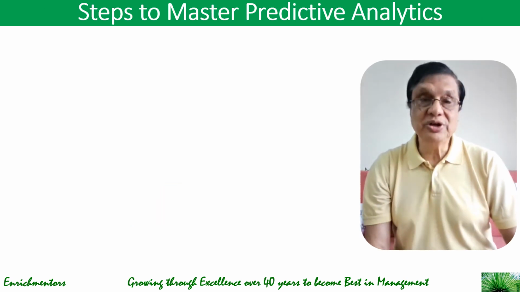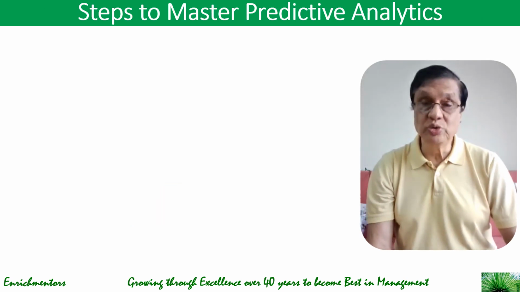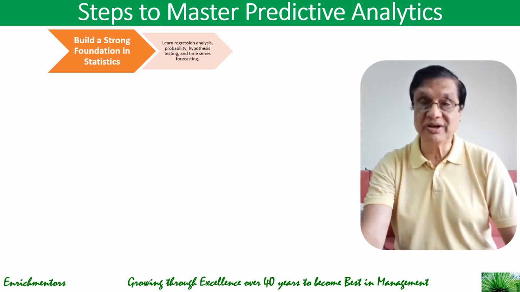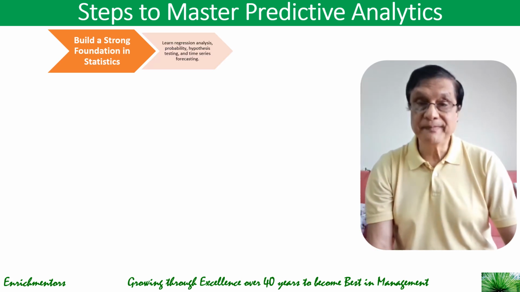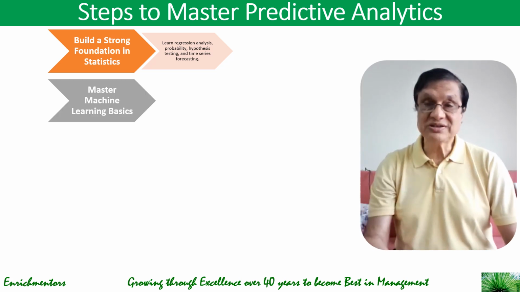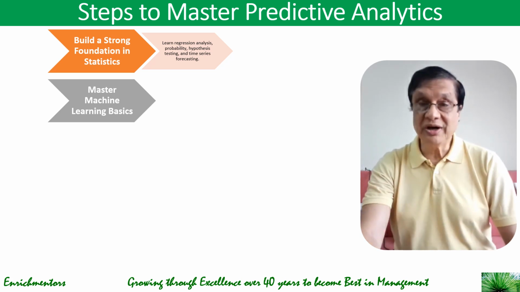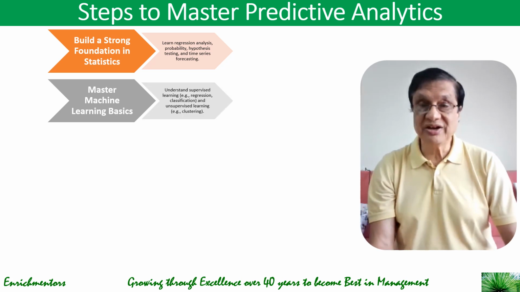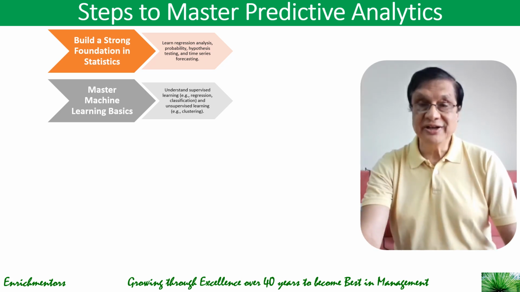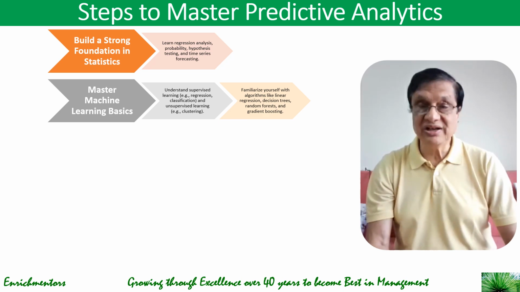Then what are the steps you need to take to master predictive analytics? And you need to do a lot of work. You need to start by building a strong foundation in statistics. And there specifically, you need to learn about regression analysis, probability, hypothesis testing, and time series forecasting. Then you need to master machine learning basics, right? And there, what are the basics you need to learn? You need to understand supervised learning, like regression and classification, and unsupervised learning, like clustering. Then you need to familiarize yourself with algorithms like linear regression, decision trees, random forest, and gradient boosting.